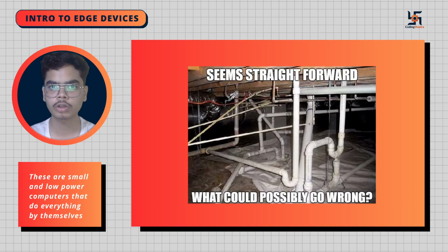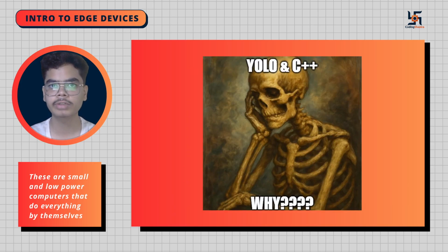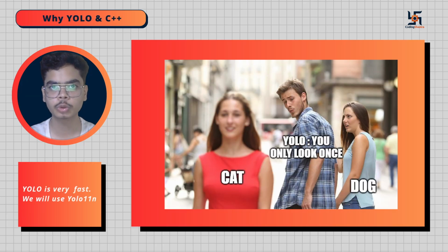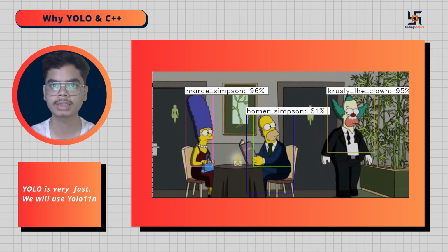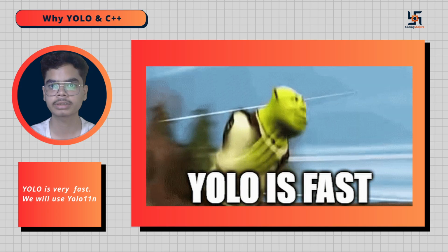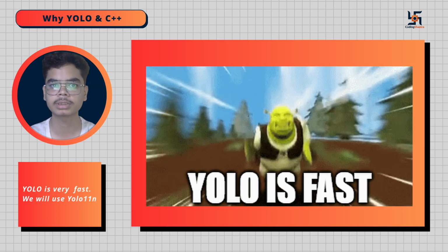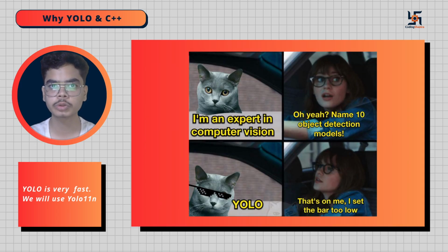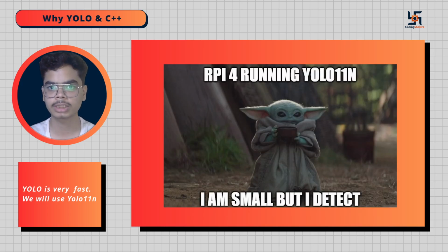Now that we know what we are working with, let's see why we are choosing YOLO and C++ for this project. YOLO stands for You Only Look Once, because the model processes an image in a single forward pass, predicting all the bounding boxes and classes at once. This makes it extremely fast compared to older detectors that scan the image multiple times. For this tutorial, we are going to use YOLO11N, the nano variant of the latest YOLOv11 release. It's small enough to run on a Raspberry Pi 4 while still providing a solid performance.